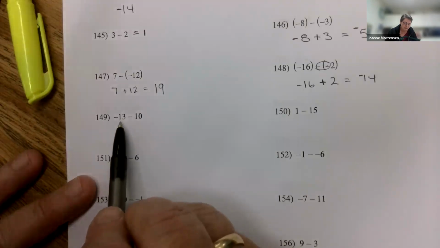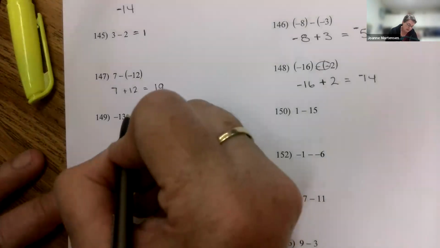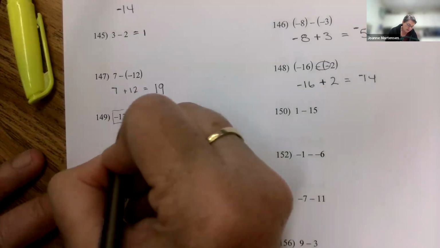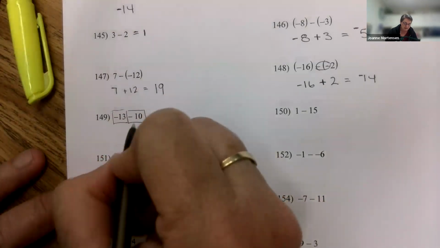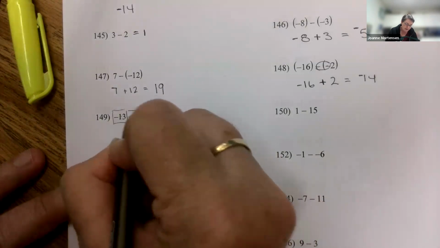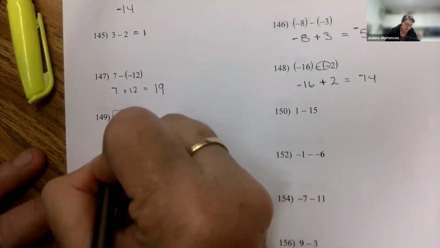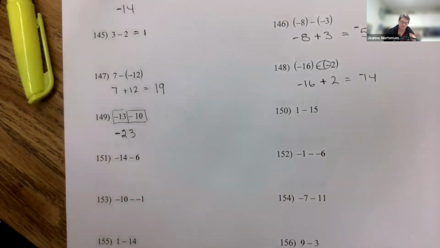All right, minus 13 minus 10. So I want to think of this as one term, and this is the other, and they have the same sign. So I'm going to add them up. That's going to be 23. Take the sign of the bigger one.